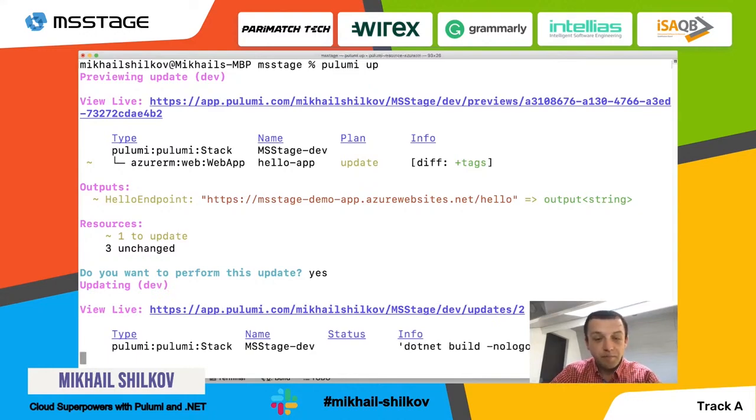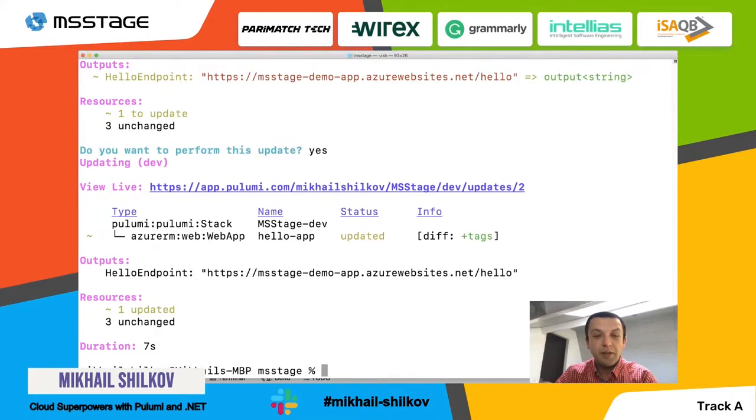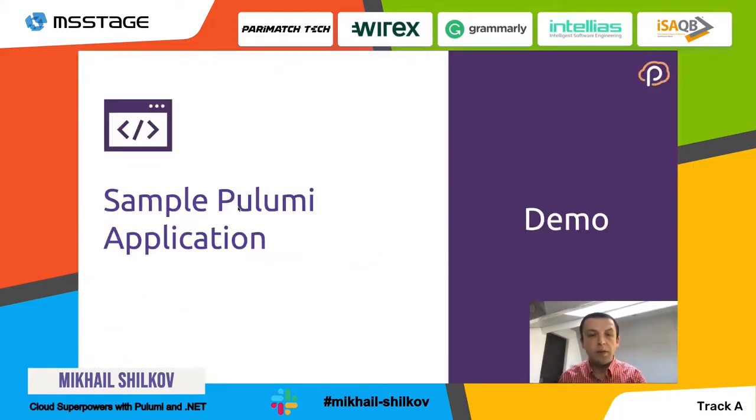It says it will update the web app with the tags, and when this is done, my desired state is equal to my current state again. And that's the responsibility of the Pulumi engine, the Pulumi CLI, to reconcile the current state to the target state as often as I change it. So that's the idea of the desired state configuration in action with Pulumi. So that was the demo of how Pulumi works.